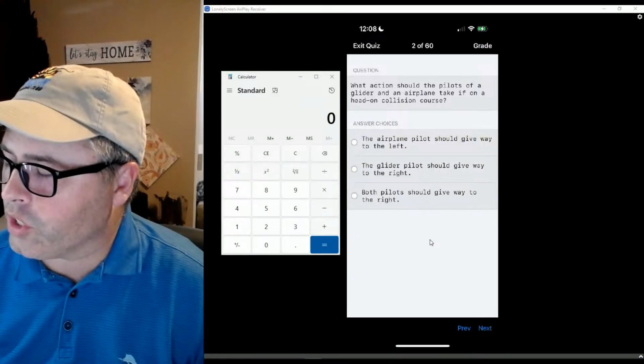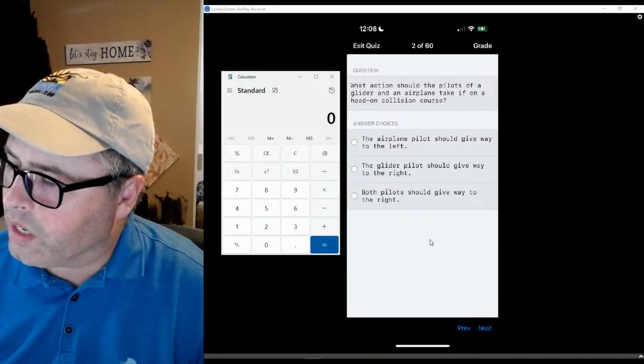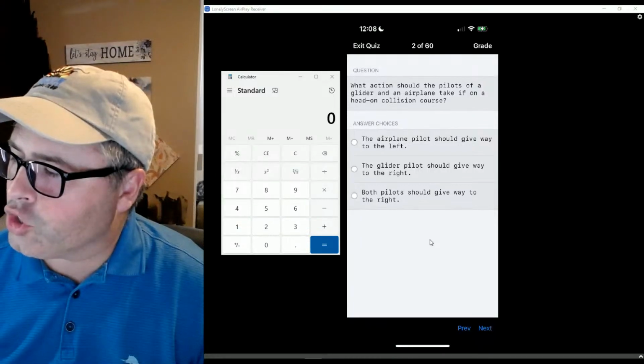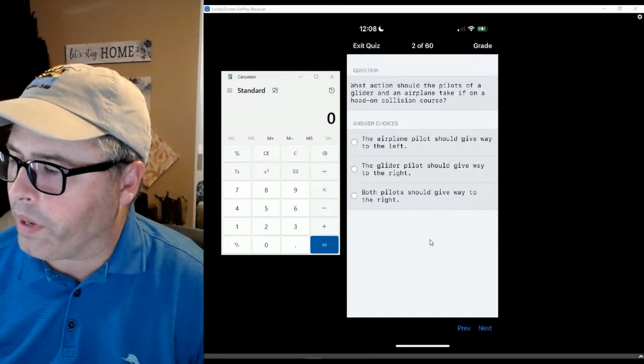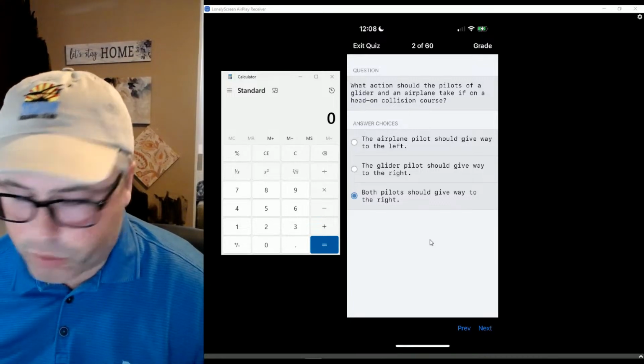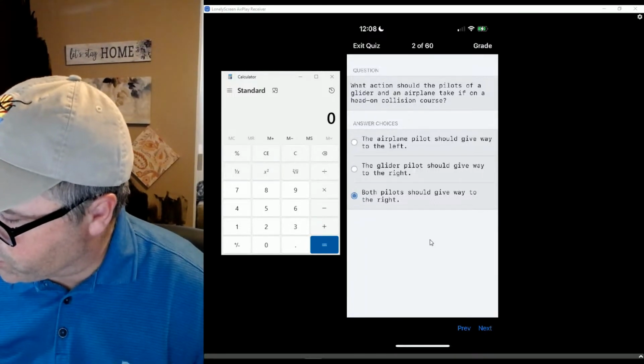Okay, the answers: airplane should give way to the left. That's not correct. The glider pilot should give way to the right, or both pilots should give way to the right. Okay. If you're on a head-on collision course, you should both give way to the right. Yield to the right.